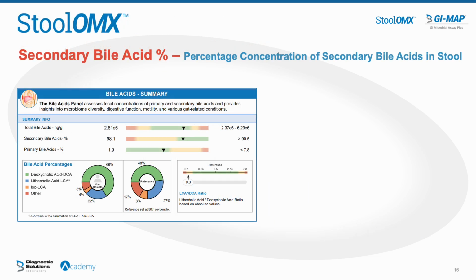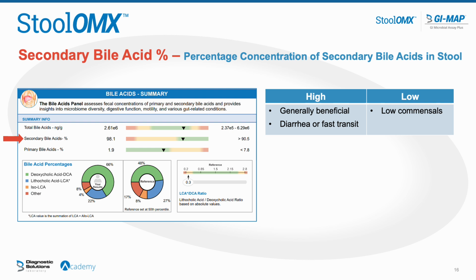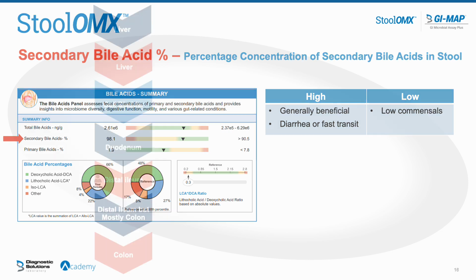Here is page 1 again of the StoolOMX add-on, and here you see the percentage of secondary bile acids. And when they are high, as we just discussed their various benefits on the last slide, this is generally beneficial. But when they're in excess, they can also cause diarrhea or fast transit time. And when they are low, we want to look at supporting the commensal bacteria.